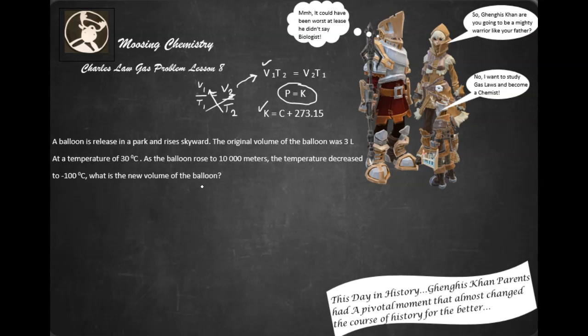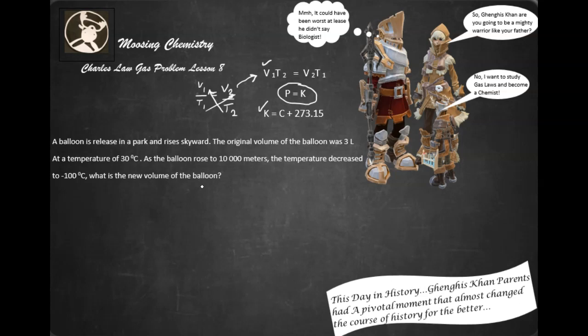All right, so let's look at the problem here. A balloon is released in a park and rises skyward. The original volume of the balloon was 3 liters at a temperature of 30 degrees Celsius. As the balloon rose to 10,000 meters, the temperature decreased to negative 100 degrees Celsius. What is the volume of the balloon? The new volume that we're talking about. Okay, well, let's look at that.